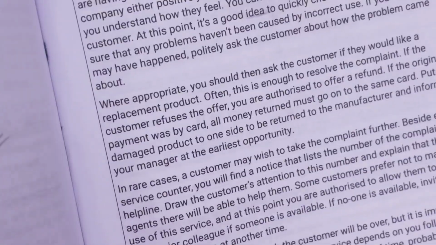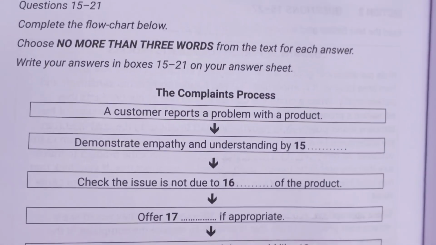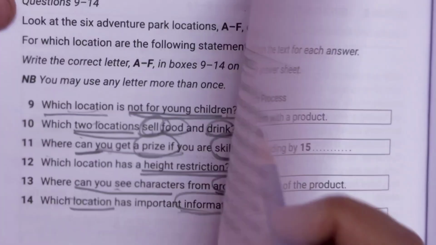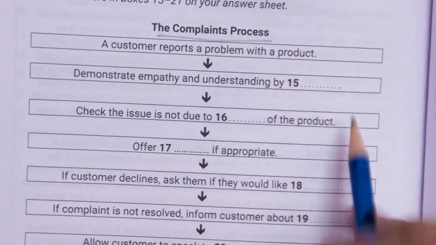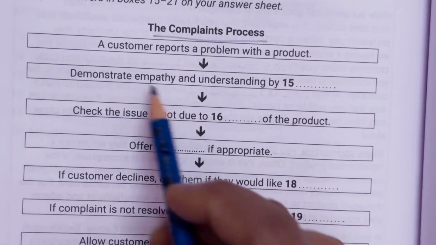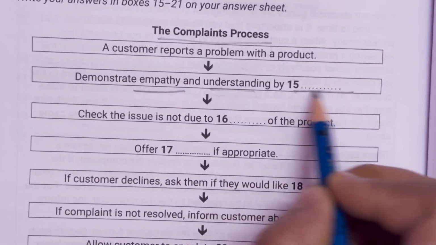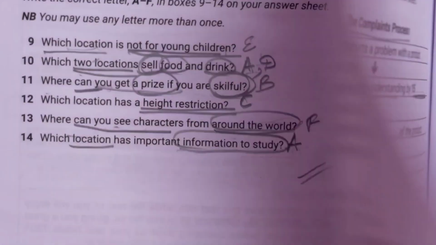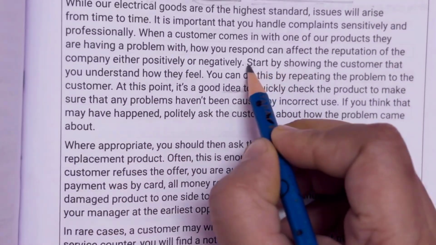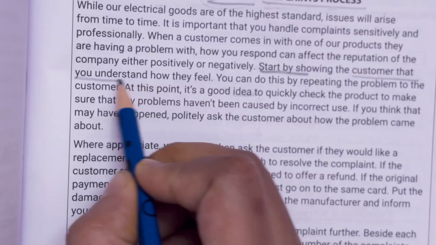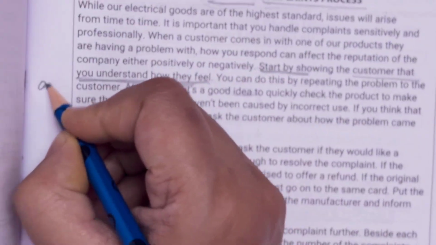Okay, let's take a look at the type of questions that we have. So we have a completion type flow chart given to us, and we have to do it in no more than 3 words. It's a complaint process that we have to actually go into. So a customer reports a problem with the product. Demonstrate empathy and understanding by what? Okay. So we have to first see where the process is starting. So start by showing the customer that you understand how they feel. Okay, so understand how they feel is showing empathy.